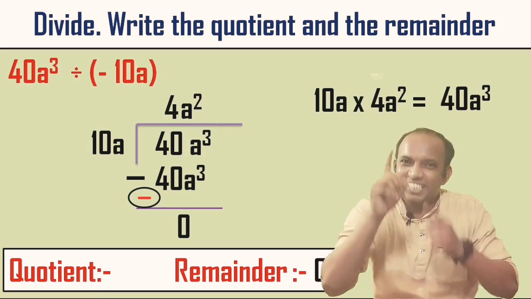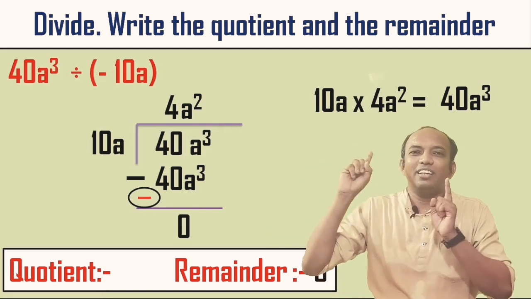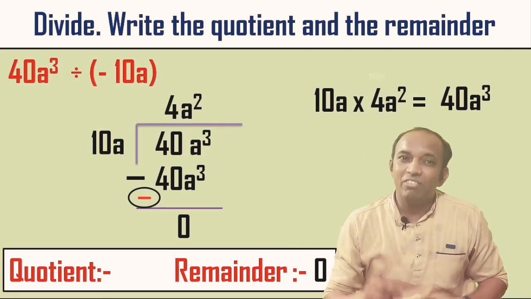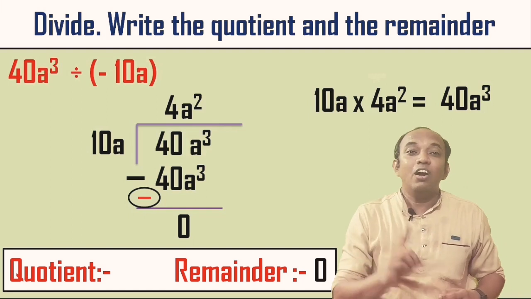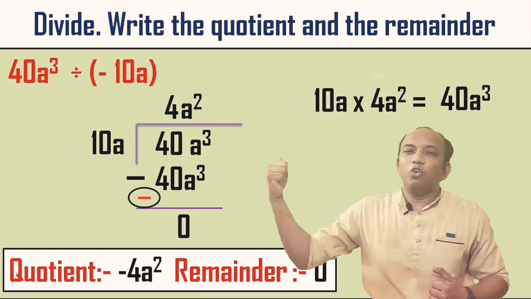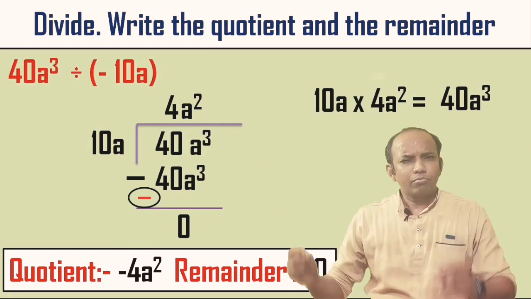Why is it blank? It's just a reminder for you that in the question it was negative 10a, only one number was negative, and that is why my final answer will be negative for the quotient. What do we get then? Minus 4a square. Isn't it right? Yes. Now proceed further with the next question.